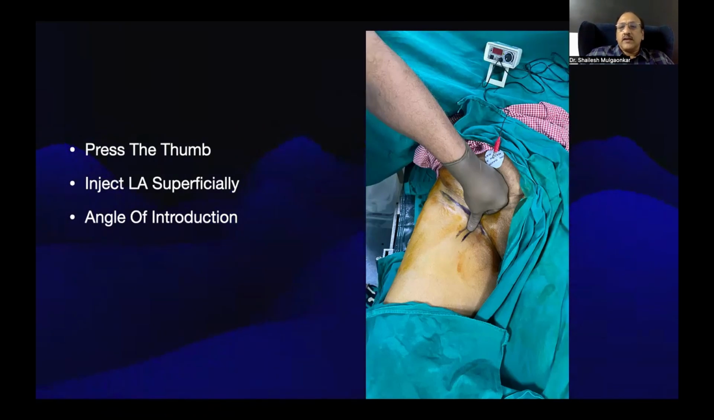Now inject local anesthesia very superficially here before poking the patient. If you inject a little deep and a little larger volume, you may not get the end motor response. And the angle should be about 45 to 60 degrees.